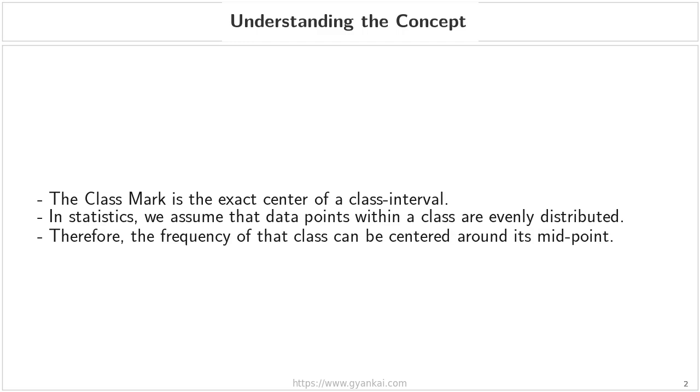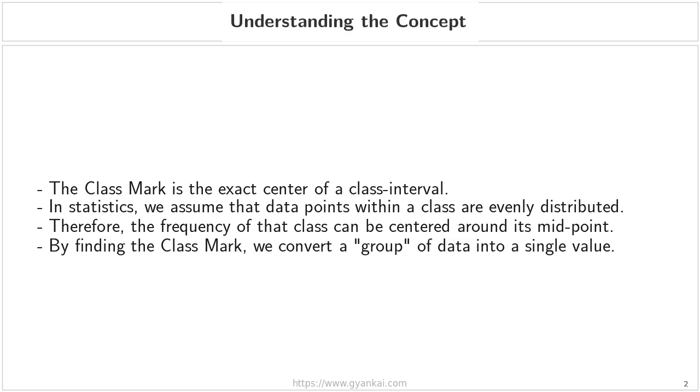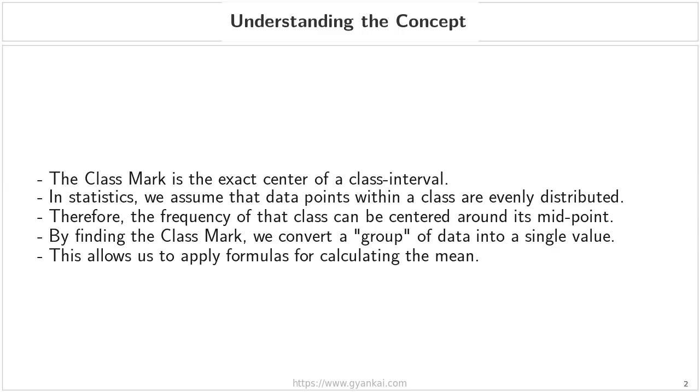Because of this assumption, we can treat the frequency, or the number of observations, as if they are all concentrated right at that midpoint. By calculating this class mark, we are essentially performing a clever trick. We are converting a group or a range of data into a single, manageable numerical value. And this is crucial, because once we have this single value for every interval, we can finally move forward and apply our mathematical formulas to calculate the mean, which is exactly what we will see in the next few slides.